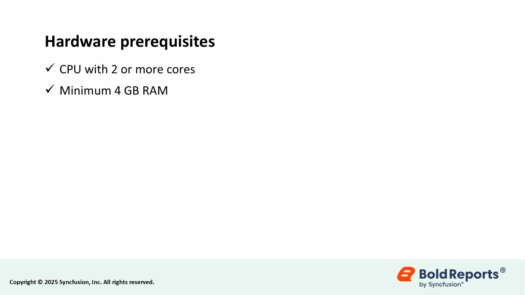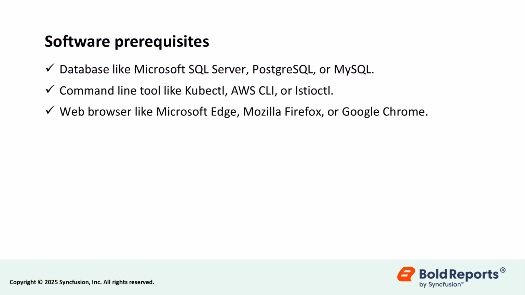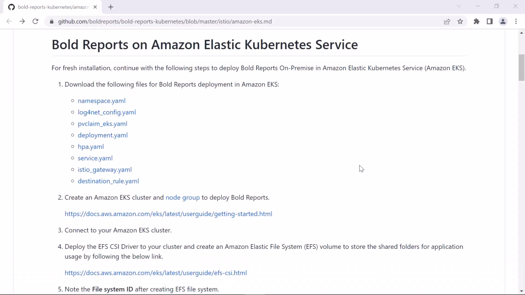Now, let's look at the hardware and software requirements for deploying the report server. The hardware requirements are a CPU with 2 or more cores and at least 4 GB of RAM. And the software requirements are a database like Microsoft SQL Server, PostgreSQL, or MySQL, a command line tool like kubectl, AWS CLI, or Istioctl, and a web browser like Microsoft Edge, Mozilla Firefox, or Google Chrome. Now, let's start the deployment.